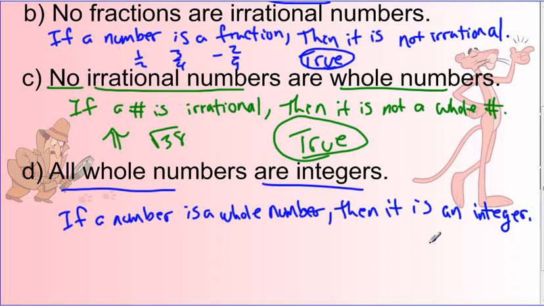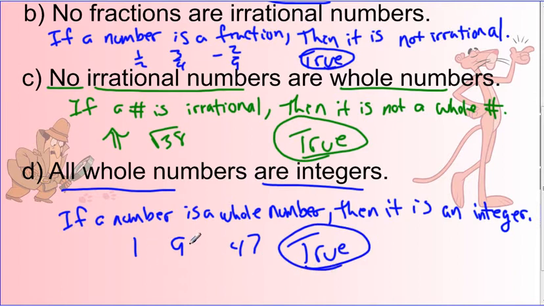Is that true? Well, let's come up with a couple examples of whole numbers: 1 and 9 and 47. Why not? Are each of those integers? An integer is any number, positive or negative, that does not have fractions or decimals. So the answer is yes. This is true because these three numbers are positive numbers, no fractions, no decimals.